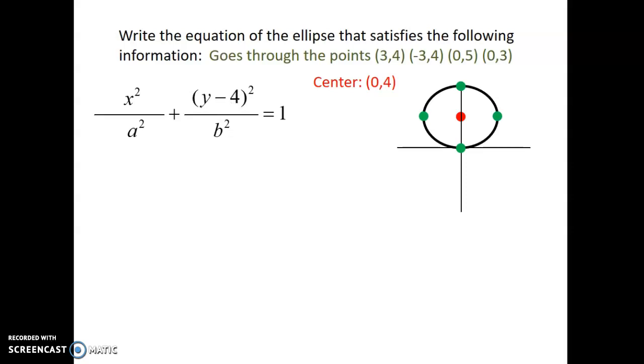All right. The distance between the left point and the center is going to be 3. If you square that, you'll get 9. And the distance between the top and bottom and the center is going to be 2. When you square that, you're going to get 4. And there is your equation, and we are done.